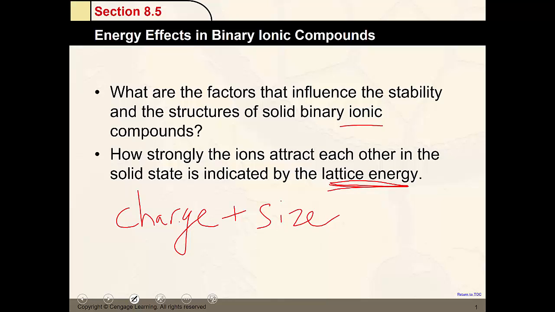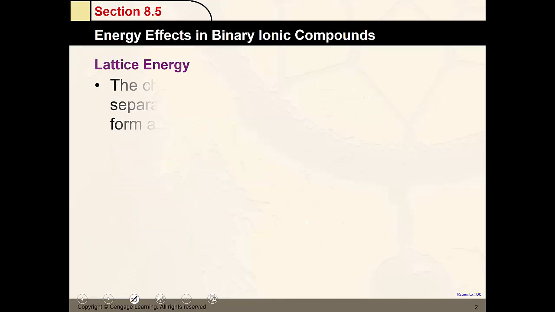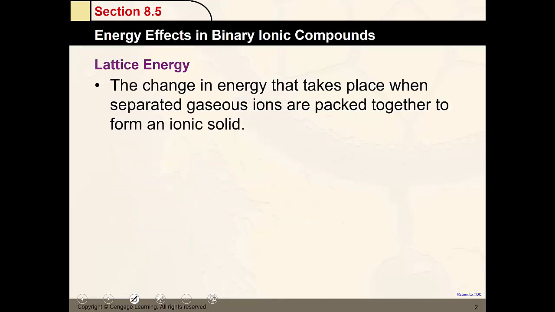So that's the energy of how two ions, the cation and the anion, are attracted to each other in the solid state. In ionic compounds, we always consider them in the solid state. Okay, so lattice energy is defined as the change in energy that takes place when gaseous ions are packed together to form an ionic solid.